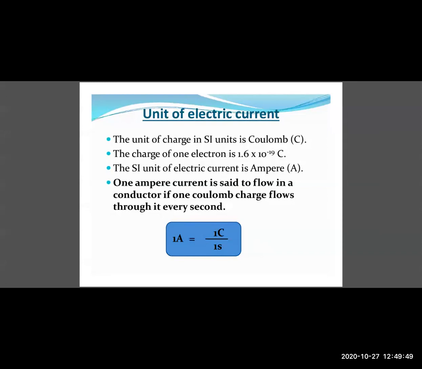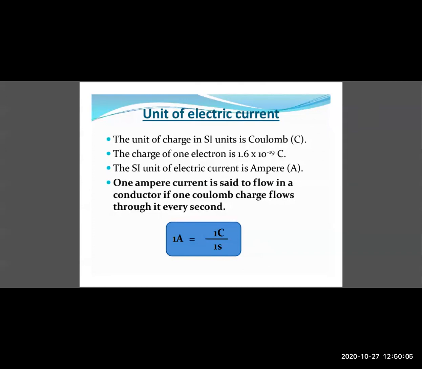You can see there are lots of symbols coming across: C for coulomb, A for ampere, I for electric current, V for voltage, Q for the charge, and so on. So you need to tabulate those various symbols so that you can memorize them.